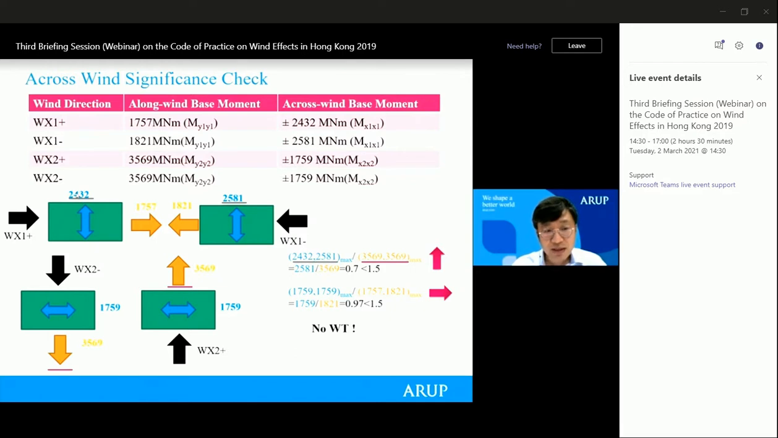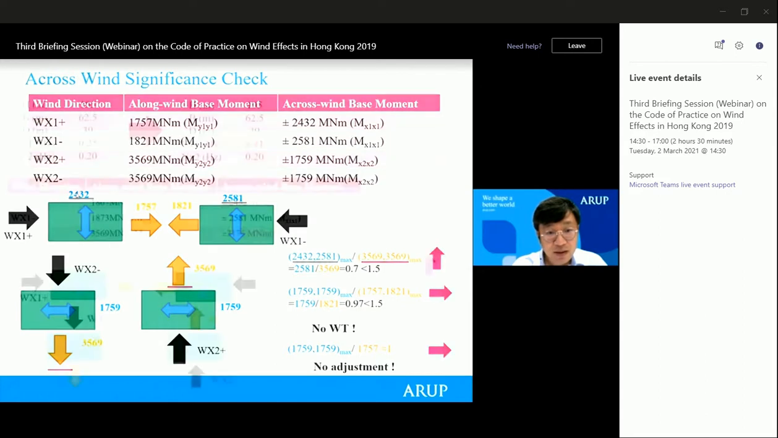So next one is, do we need to do any scaling up for the along wind? So here it seems for the horizontal direction, this is closer to 1. So we further check. For the horizontal direction, the crosswind moment is 1759. And the along wind moment is 1757. So very close to 1. So we don't need to do further adjustment. So this is the end of this particular case.